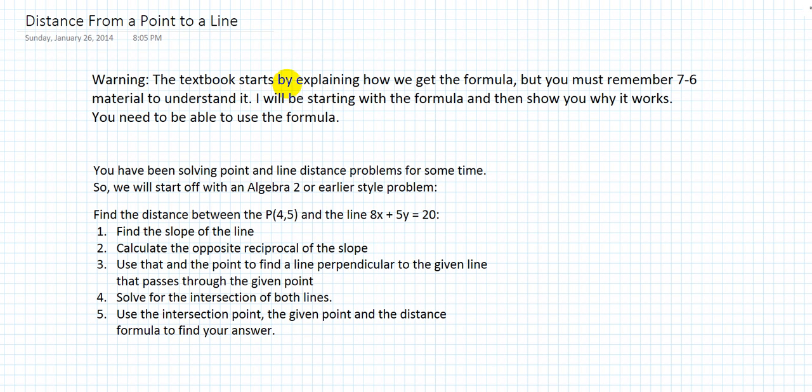I'm starting off with a warning here because the book starts with how we get the formula and then moves into examples, and it's really confusing how we get the formula. So I'm going to start with actually Algebra 2 methods of solving this problem, move to the formula that they gave us, and then show you how to do it. After that, you'll be able to take a short break, and then you'll be able to do problems to see how well you understood all of this.